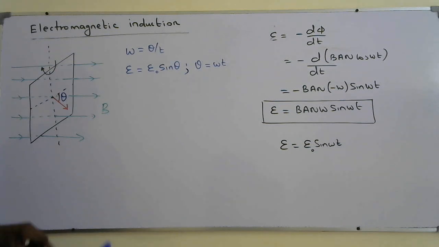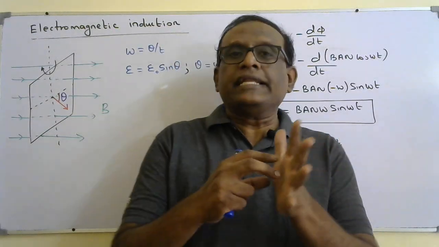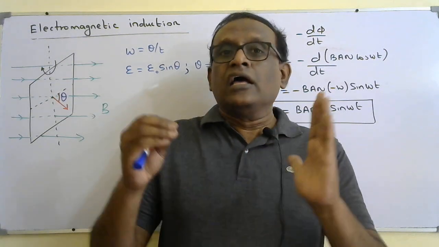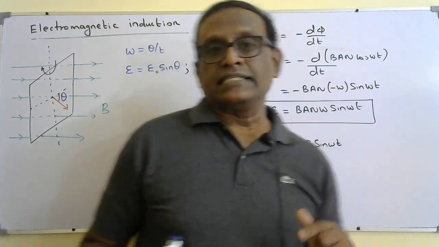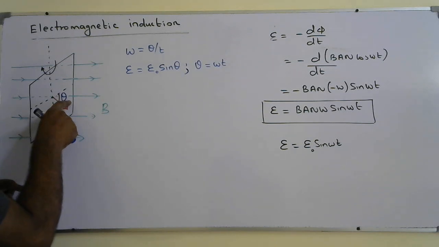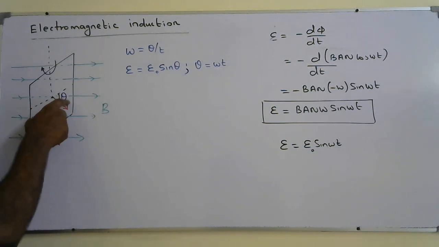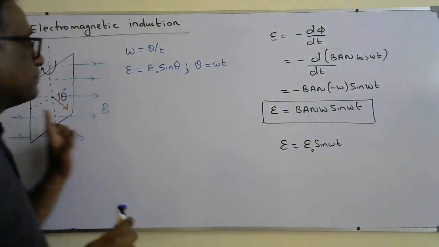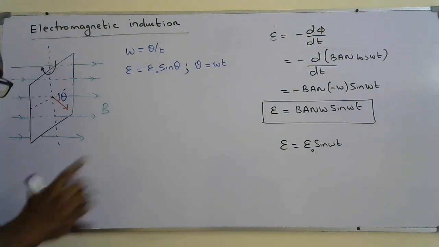So here you can see when theta equals 0, that means when the magnetic field lines are perpendicular to the plane of the coil, at that moment the flux linkage is the maximum. You can see that on the diagram. When theta equals 0, the field lines are perpendicular to the plane of the coil. At that time the flux linkage is the maximum, but when you substitute theta 0, the induced EMF becomes equal to 0. That's the actual reason.